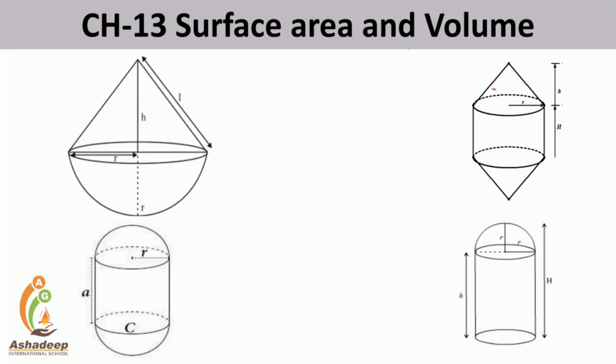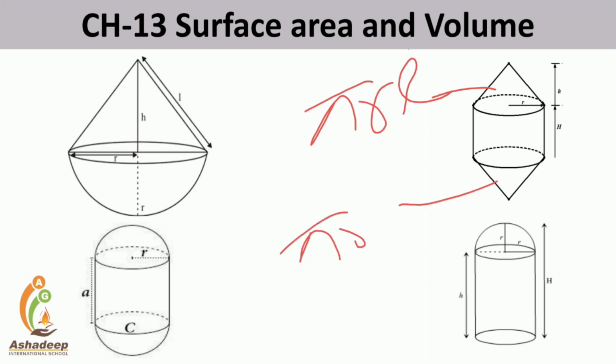Now this, I'll simply write down. No need to explain. Why? Because the things are already explained. Now what is the curved surface area of a cone? That is pi r l. This is pi r l.